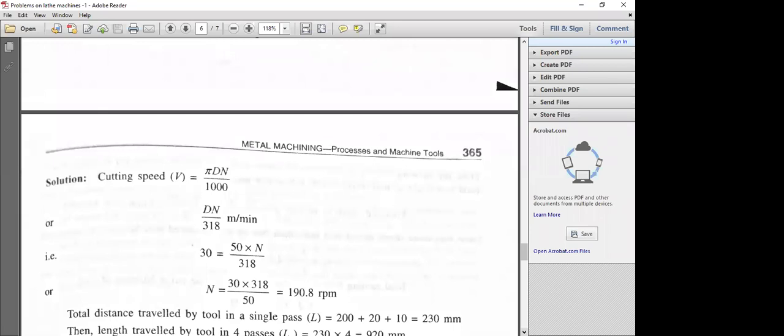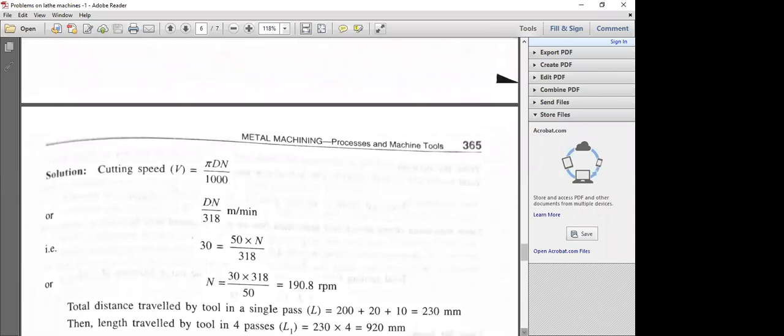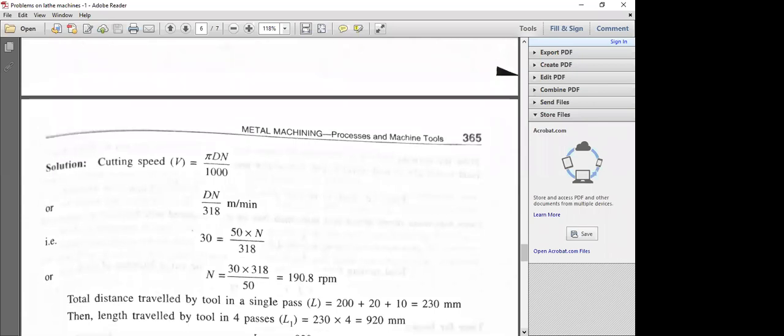Capital L is nothing but the total distance traveled by the tool in a single pass, not for 4 passes. So first you have to travel for a single pass. What is small L? It is 200. What is L1? It is 20. What is L2? It is 10. He has given the data in the problem. So overall it is 230, but you have to calculate the length traveled by the tool in 4 passes.